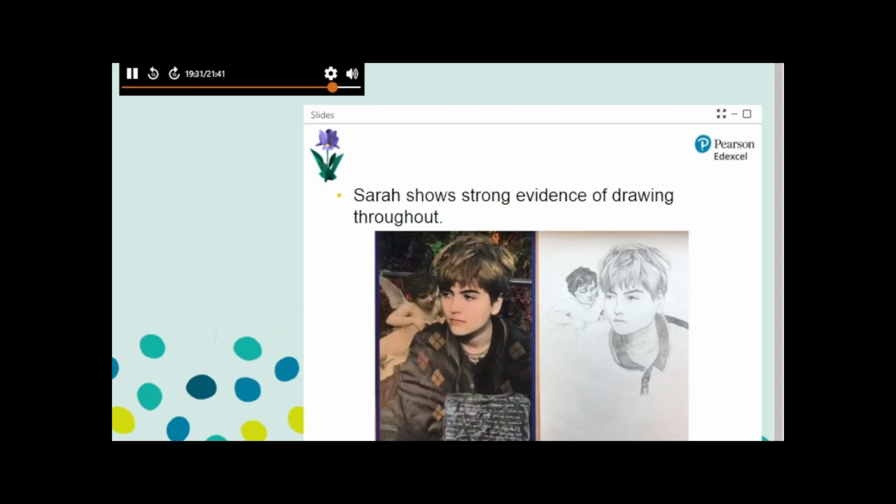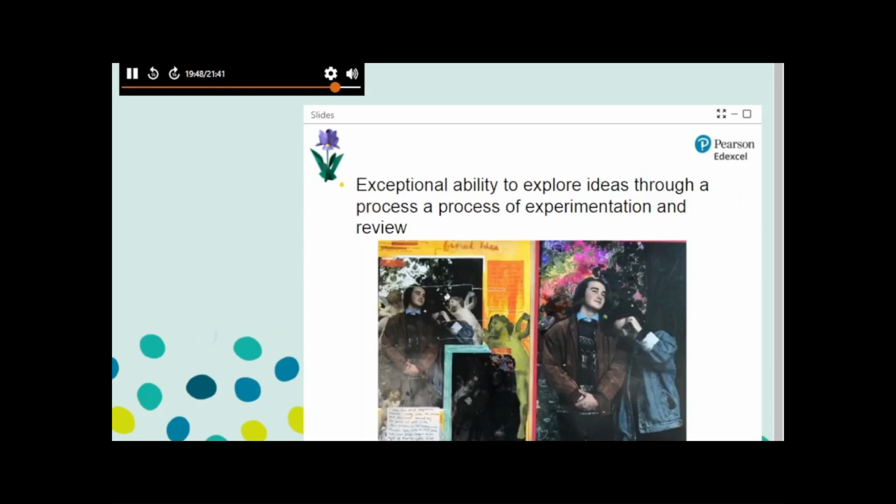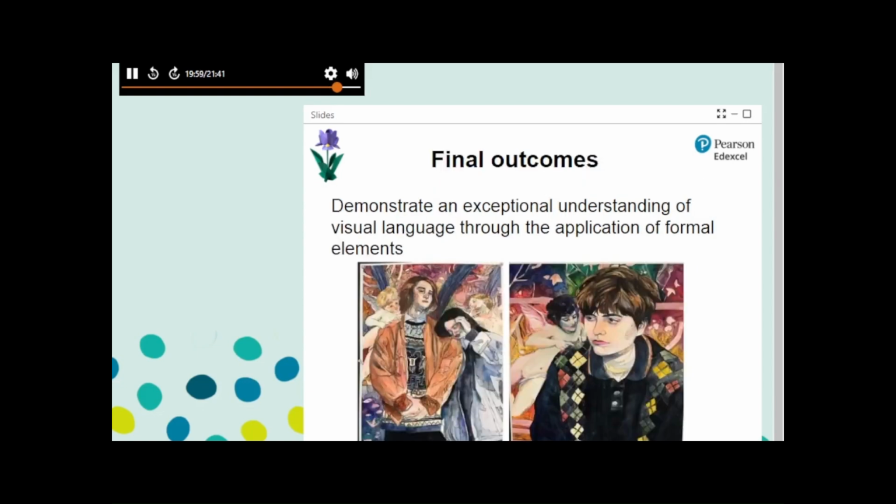In this slide, Sarah shows exceptional evidence of drawing. In this slide, Sarah demonstrates that the development of her ideas through investigations shows exceptional ability. In this slide, there is evidence of an exceptional ability to explore ideas through a process of experimentation and review. In this slide, Sarah's final outcomes demonstrate an exceptional understanding of visual language through the application of formal elements, which is also evident throughout the whole submission.